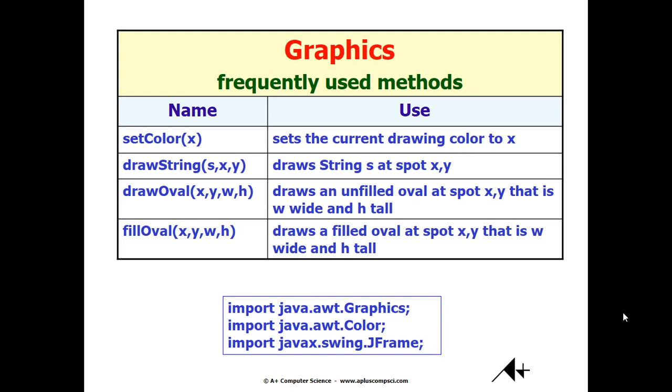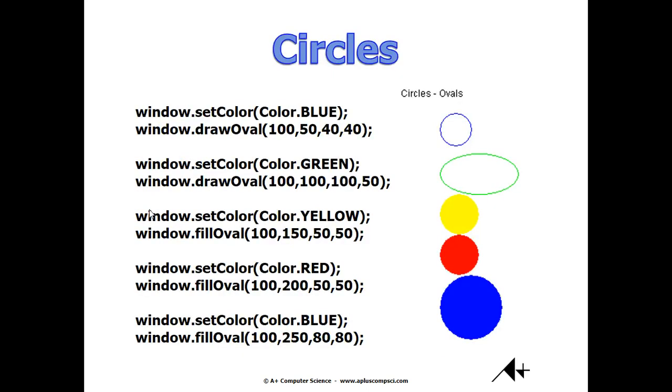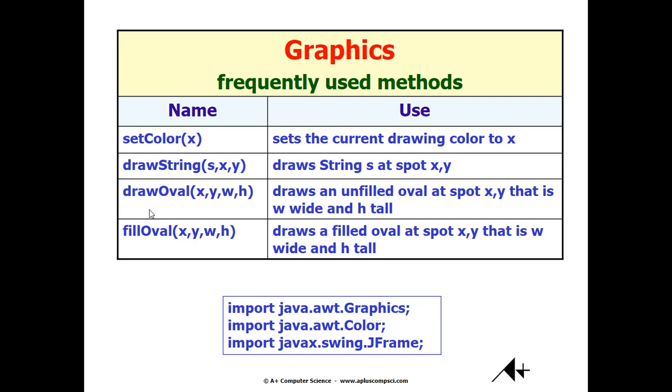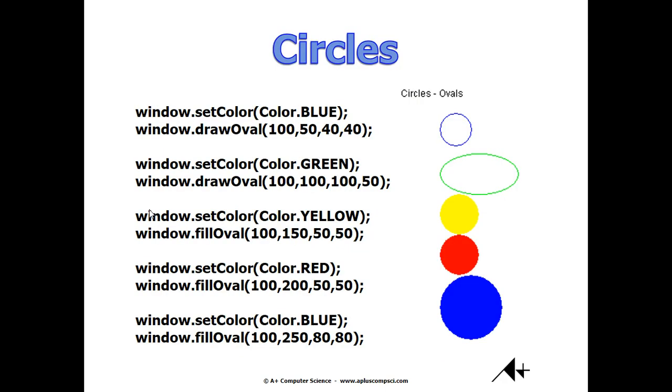The other one you need to do is draw oval and fill oval. So like I said, there were no circles. We're only dealing with ovals. But if you just want the outline of a circle or the outline of an oval, you'll do draw oval. If you want the whole thing filled in, you'll do fill oval. So these are some examples of that.